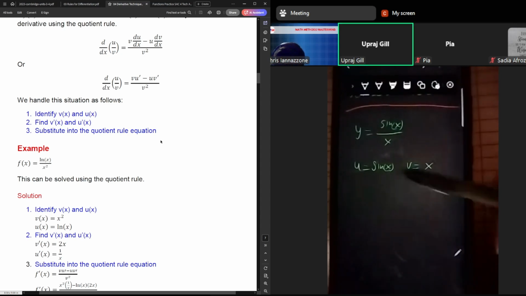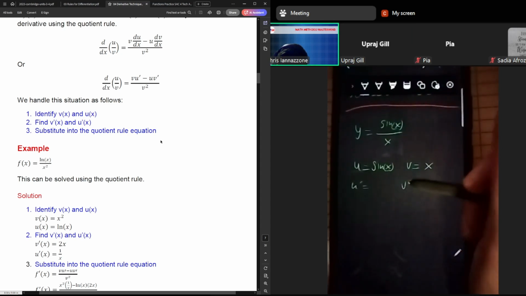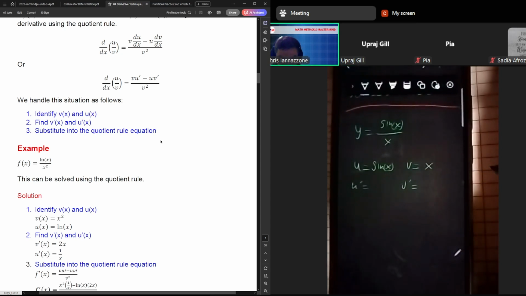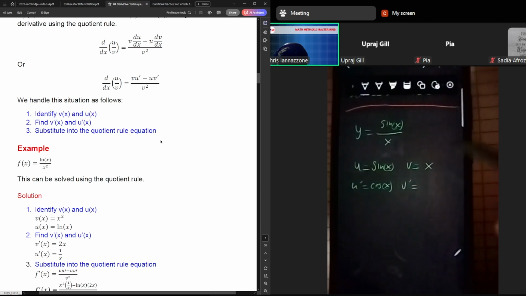Find the derivatives now. Yep. U dash and V dash. What are they? I think u dash is cos x. Yep. And then v dash is just 1. That's it.